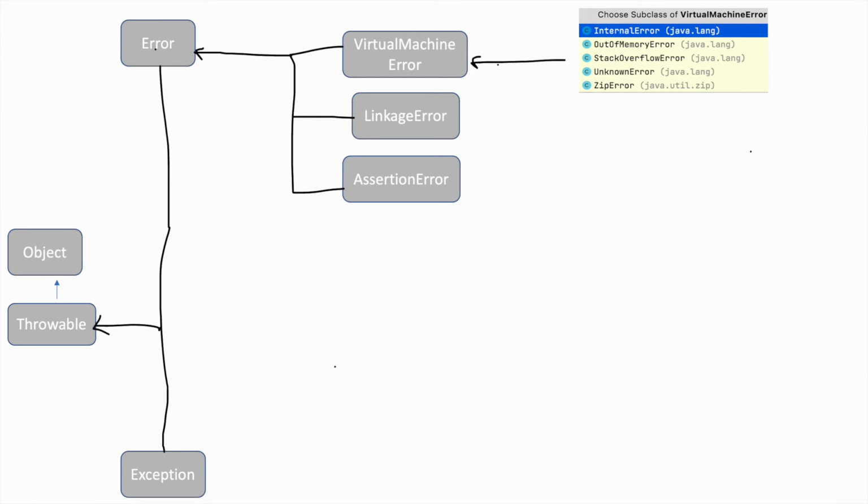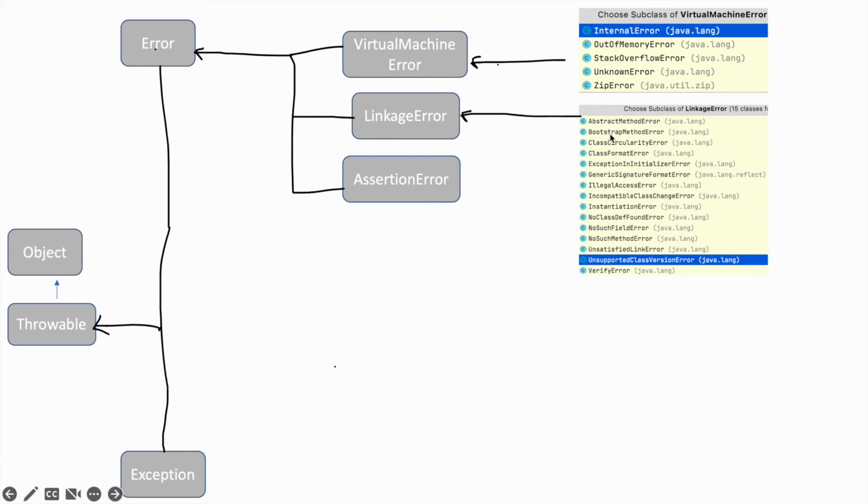Next, LinkageError. In Java, around 15 subclasses are there for this LinkageError. AbstractMethodError, BootstrapMethodError, ClassCircularityError, ClassFormatError, IllegalAccessError, IncompatibleClassChangeError, NoClassDefFoundError, NoSuchFieldError, NoSuchMethodError, etc. In this, NoClassDefFoundError, NoSuchFieldError, and NoSuchMethodError are commonly known errors. NoClassDefFoundError: the class is available at compile time and it is not available at runtime. At that time we will get this NoClassDefFoundError. These are all the subclasses of LinkageError.